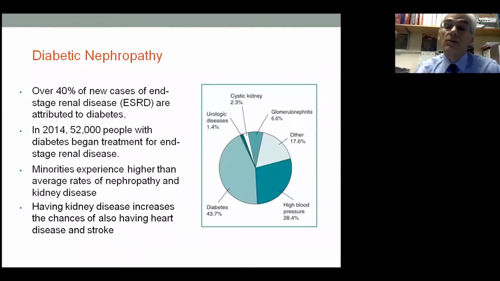Diabetic nephropathy is also common, and right now diabetes is the number one cause of end-stage renal disease. These are data from 2014, but in the US, 52,000 patients developed end-stage renal disease and had to go on dialysis or get a transplant because of diabetes. Especially African Americans in the US have a much higher rate of nephropathy and kidney disease. And of course, having kidney disease increases the chance of having heart disease or stroke.